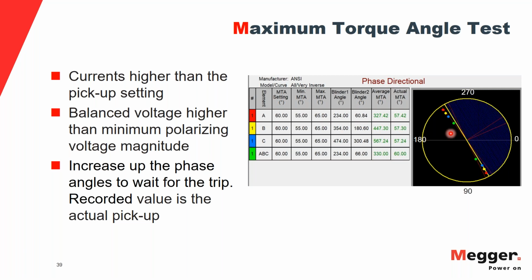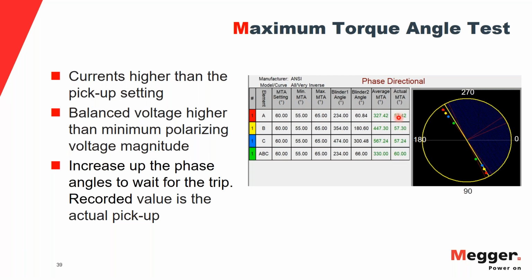So in the maximum torque angle test, basically you start from a point somewhere outside your operating region, and you increase the phase angles or decrease the phase angles depending on what kind of rotation you have, and you wait till that fault quantity goes inside this characteristic. Once it is inside this characteristic, it's going to trip instantly. So I can record that phase angle value, and I can compute, based on the blinders, whether that setting is actually matching my maximum torque angle setting or not.